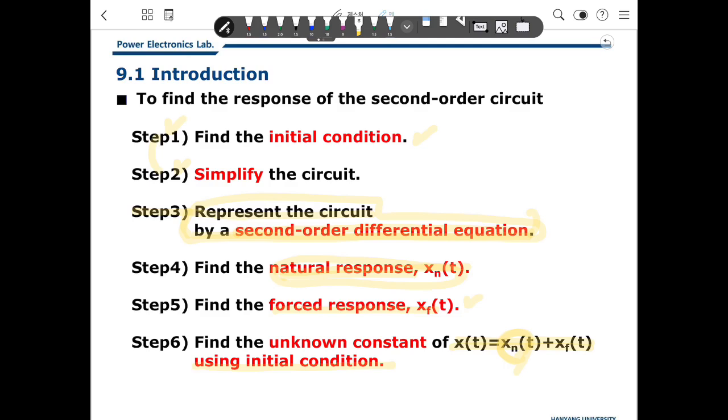Okay, it looks complicated to get a second-order differential equation, but as you try here, in the second-order circuit the form is very fixed, because the general form of the circuit is very fixed. So if you try several types of circuits, you can get the differential equation simply. I recommend you do some exercises together and try to solve example problems.